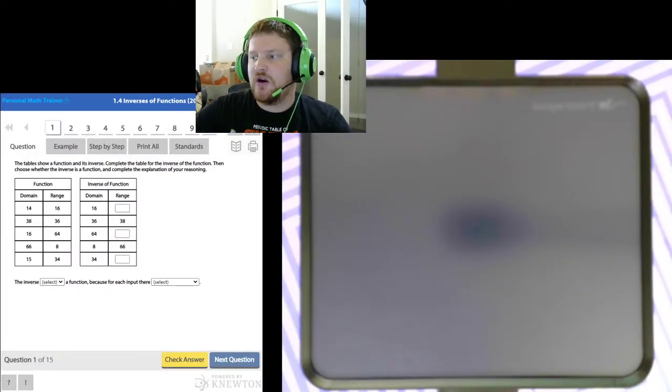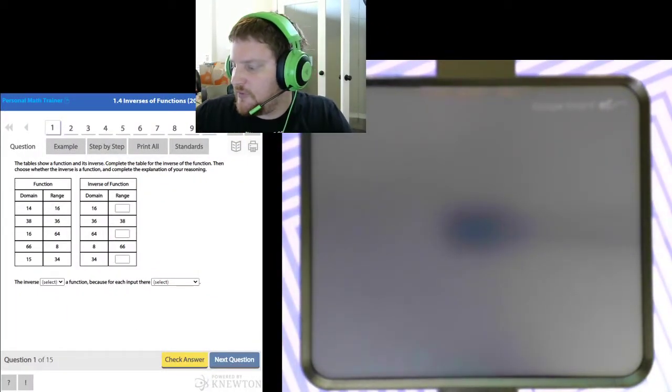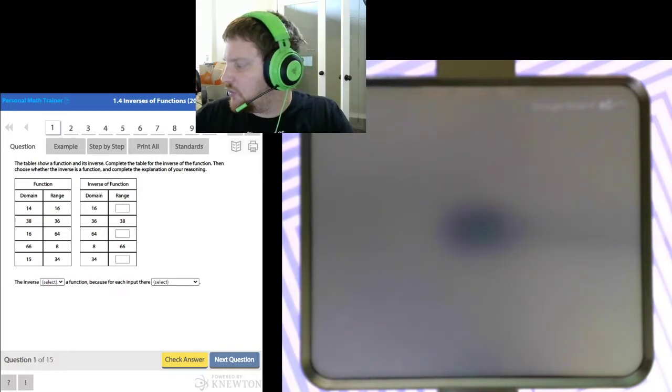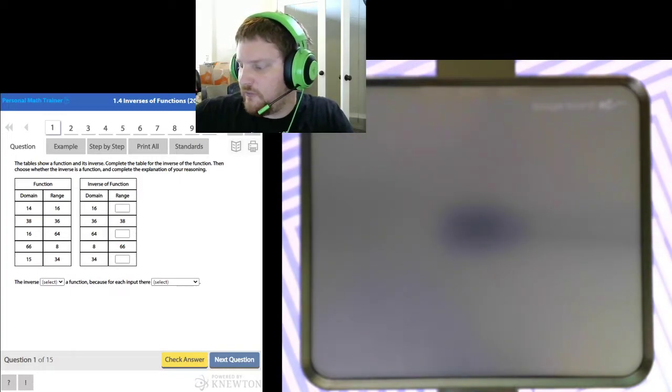Alright, so here we have 1.4's homework assignment. This is inverses of functions. This should be relatively quick for you guys to go through because a lot of it is simply tables and just flipping things around. I once again already have it pulled up on the screen here. So let's take a look at what you guys will be seeing when you pull up 1.4's homework assignment.